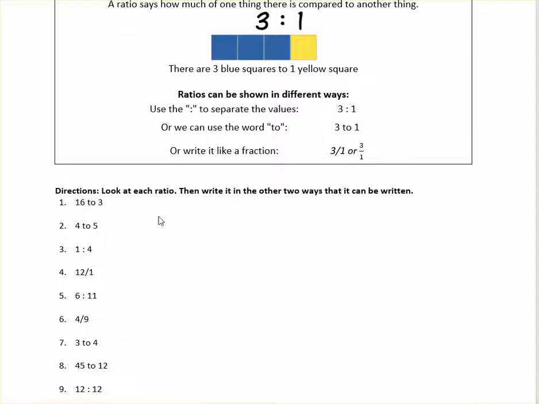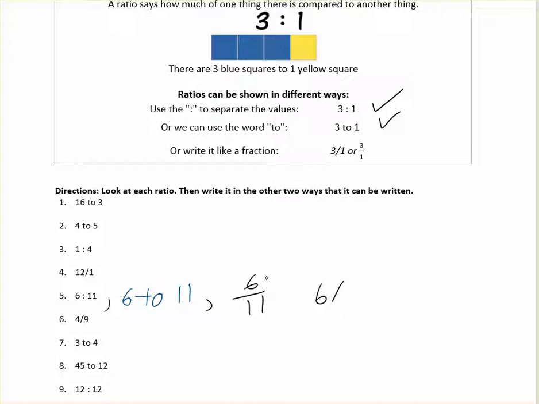So these are all different. There's some with the word to, there's some with the colon, and there's some written as a fraction. So you just need to fill in the other 2 ways to write a ratio. For example, in number 5, another way to write that ratio would be with the word to. And the other way, there's only one more way. Let's see, we've got this one. We've got this one. We need to do the fraction one. So that would be 6 over 11.